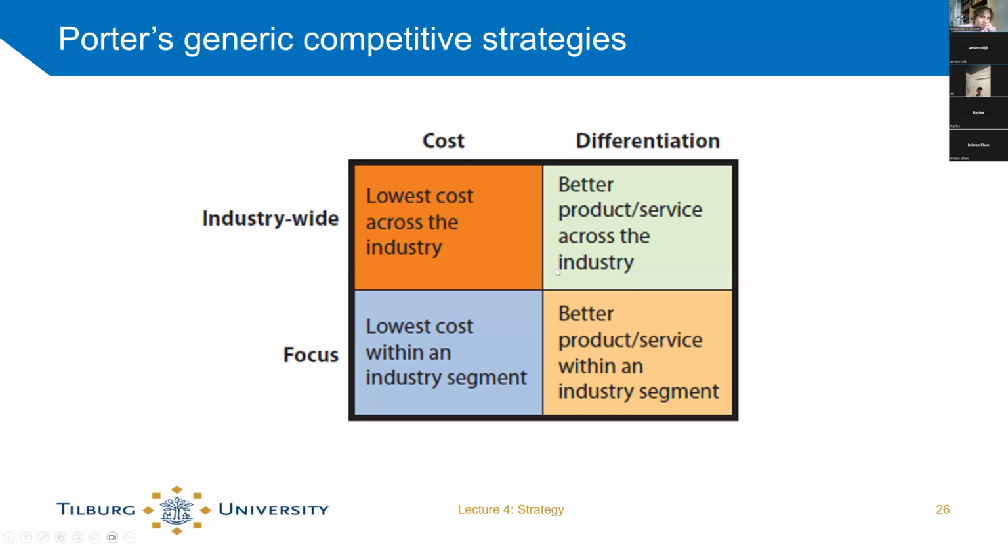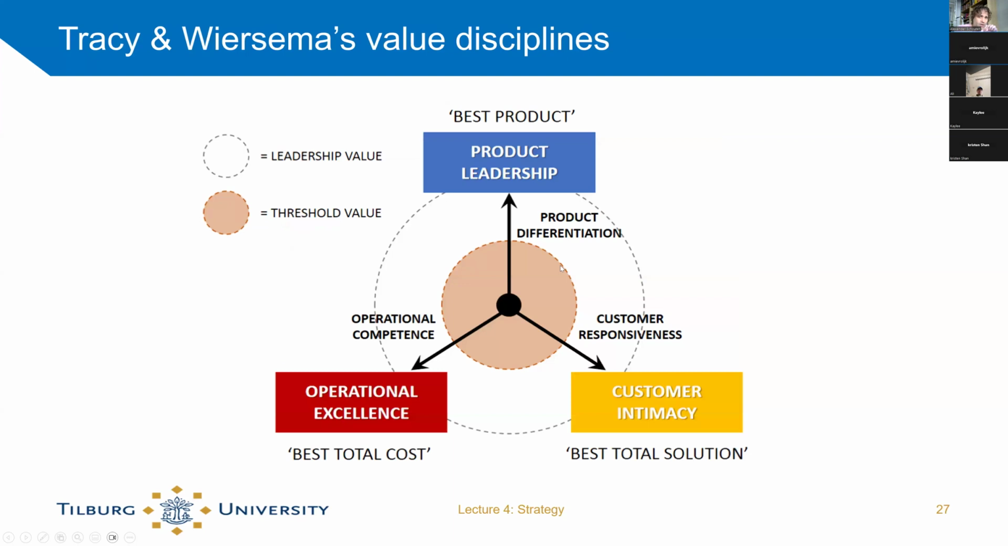So this is one tool. I want to explain one more, which is quite similar. This is called Treacy and Wiersema's value disciplines. And this is, again, quite similar to Porter's generic competitive strategies. But I think it may be a bit more clear.